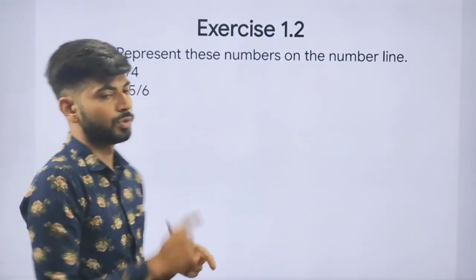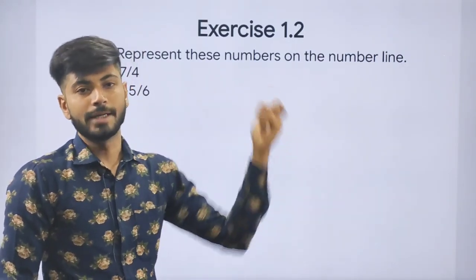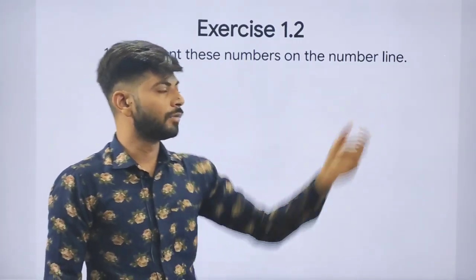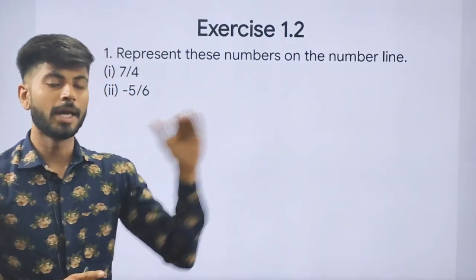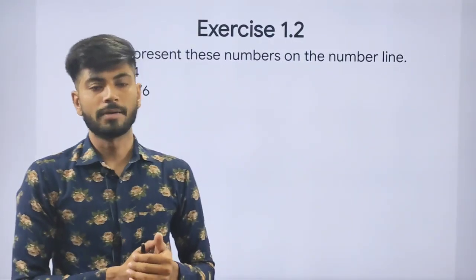So we will continue this: 5 upon 4, 6 upon 4, then 7 upon 4, and we have to take 8 upon 4 because it will be up to 2. 8 upon 4 is 2. So we will do this process for 7 upon 4.